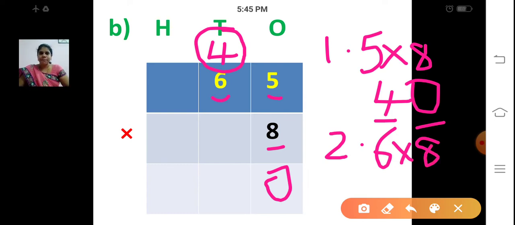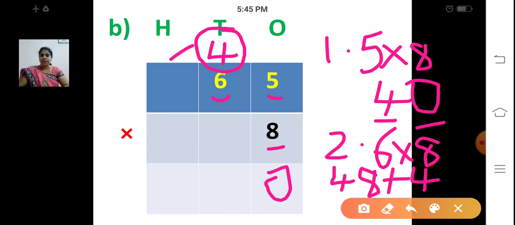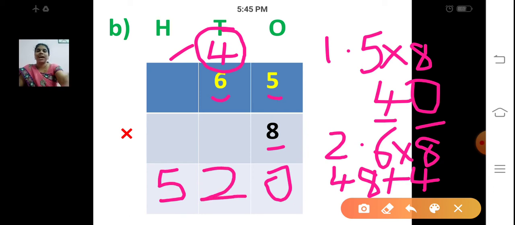So 6 8s are 48, right? Then you're going to add this carried over part. Don't forget to add this. So 48 plus 4. After 48, you're going to add 4 more: 49, 50, 51, 52. So write down 52. So the answer is 520.